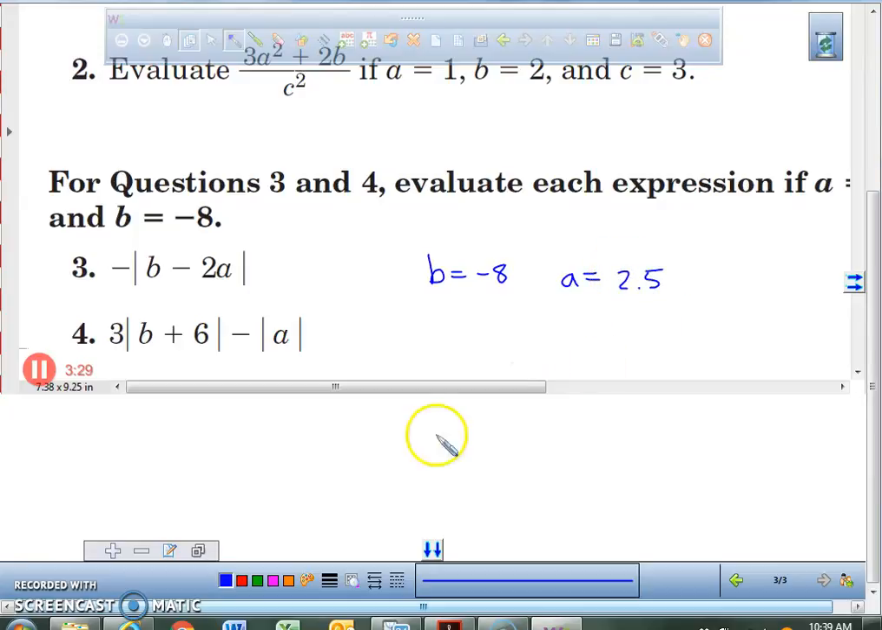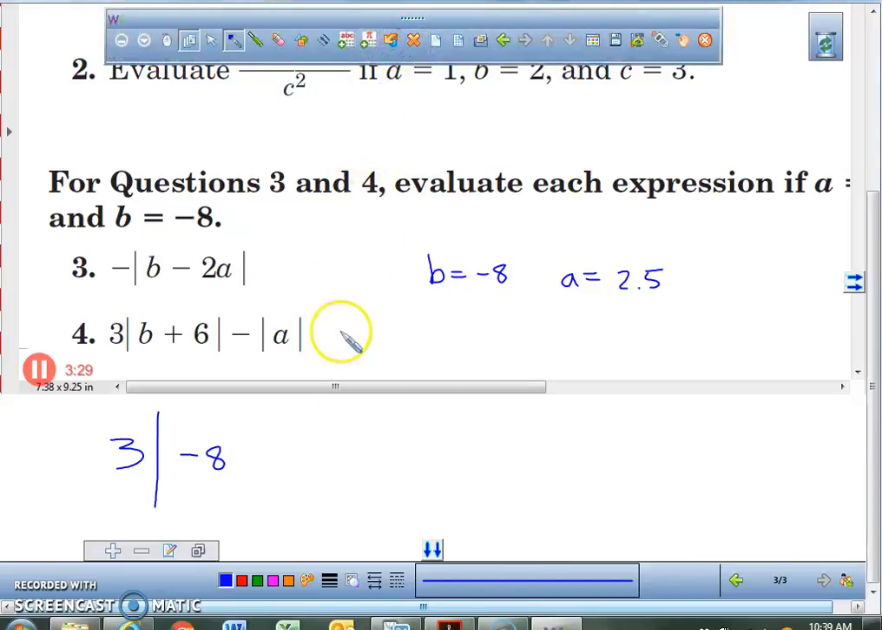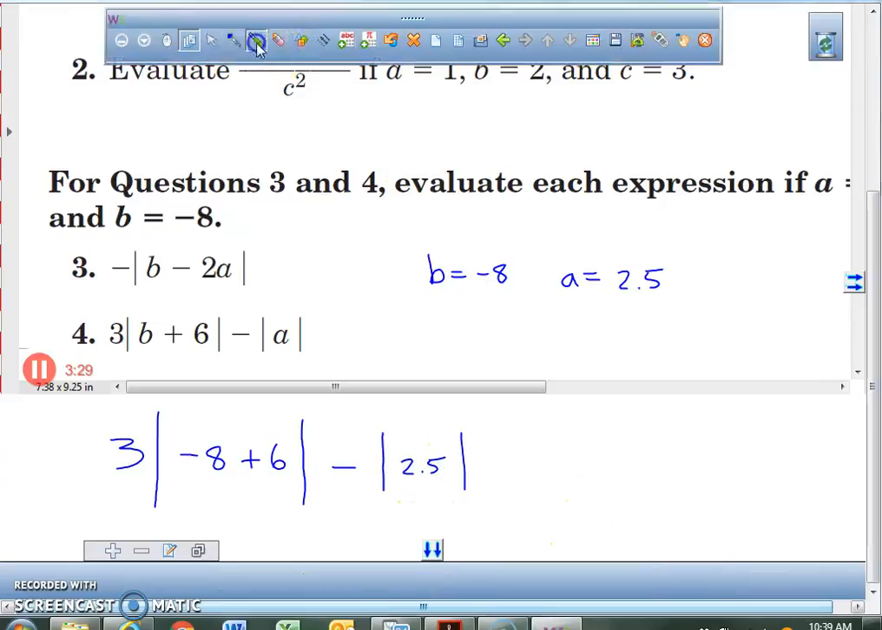2.5? Okay. So here's what I want you to do. Plug in a 3. Open up an absolute value. For the b value right here, just write in a -8. Now, if you wanted to, you could put that in parentheses, but since there's no number next to it, you don't have to. Plus a 6. Close it. Minus the open absolute value bar of 2.5. That's how you plug in b right here, and that's how you plug in a right there.